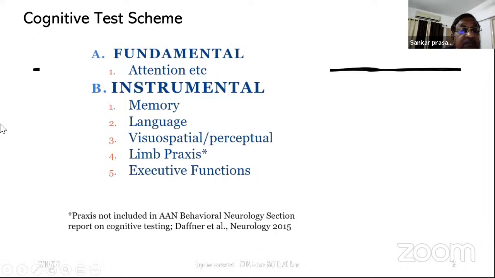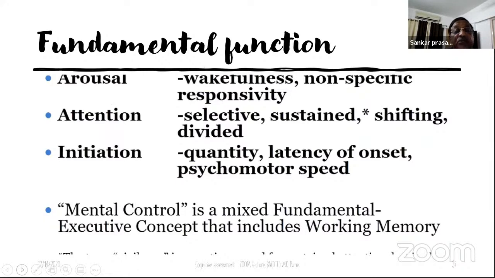We'll do one by one very quickly, and you should equip yourself with at least 2 tests per category so that you can quickly do them in examination. Fundamental functions: arousal, which you can get by your GCS scale, wakefulness, non-specific responsivity, and selective, sustained, shifting, divided attention have to be assessed, and initiation, quantity, latency of onset, psychomotor speed, all have to be assessed. What we mean by mental control is a mixed fundamental executive concept that includes working memory. Memory is working memory, short-term memory and long-term memory. The working memory is perisylvian and located in the frontal lobes.